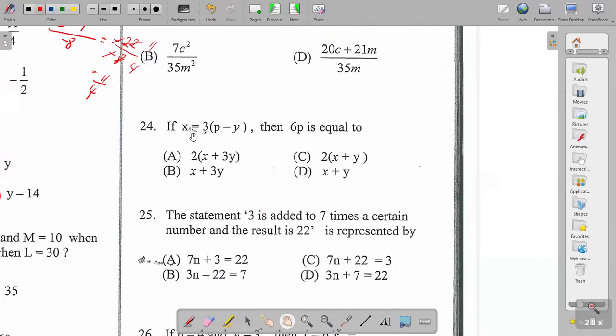24. It says if X is equal to that, then 6P is equal to, so we need to just transpose to figure this out. So we multiply out the brackets. So that means X is equal to 3P minus 3Y. And so let's make 3P the subject. So that means 3P is equal to X plus 3Y, because if you move 3Y over, it's going to become positive. Now they want you to make 3P into 6P. That means we just got to multiply each side by 2.